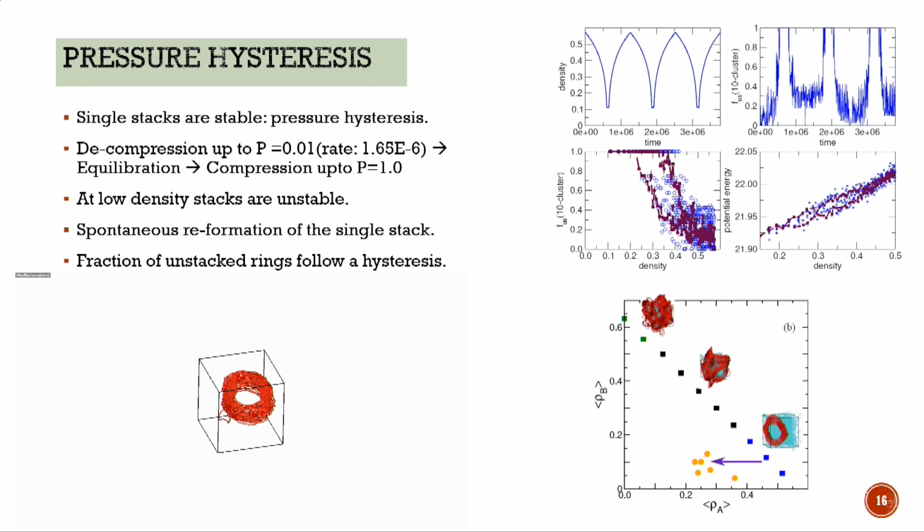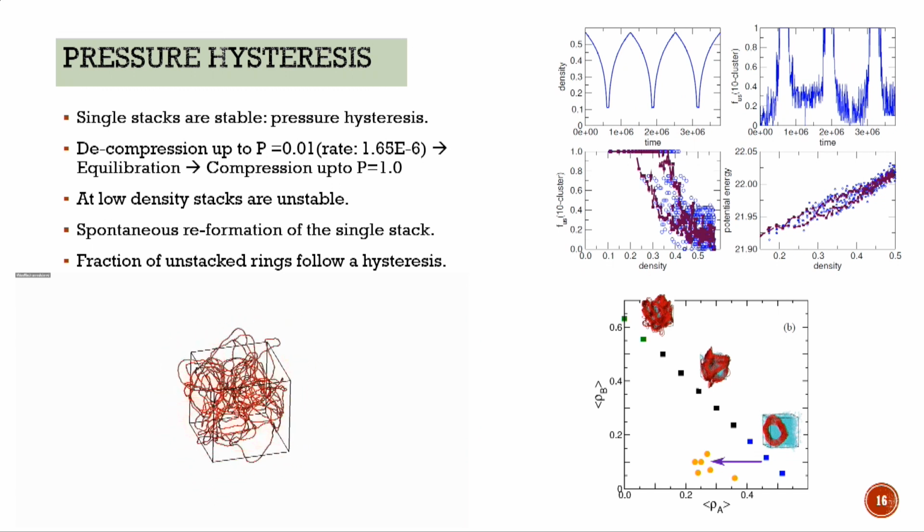So basically what was done is we took an artificially created single-stack system, and we decompressed it to a very low pressure at some rate, then we equilibrated it at that pressure, and then we compressed it back to our previous pressure. And this is the result of it.